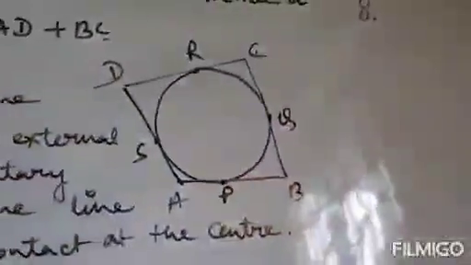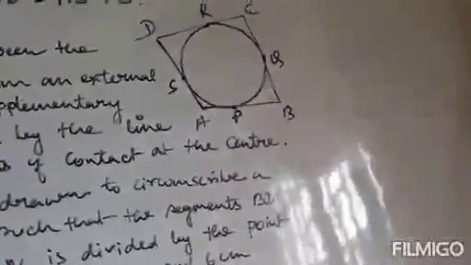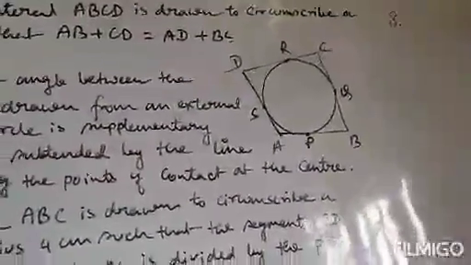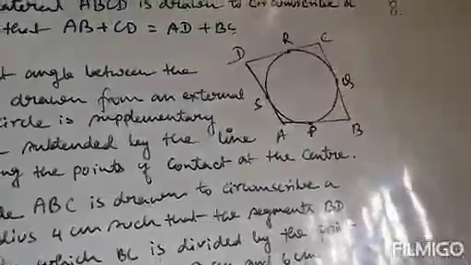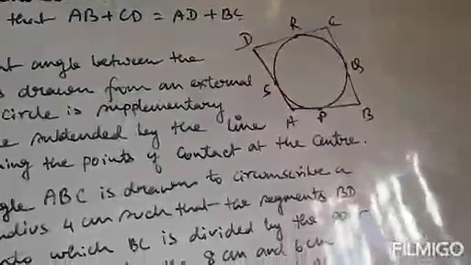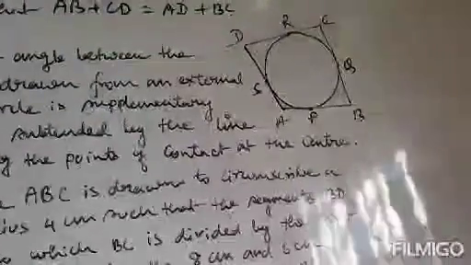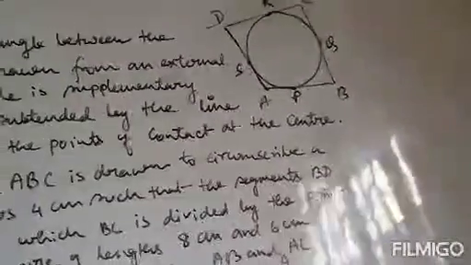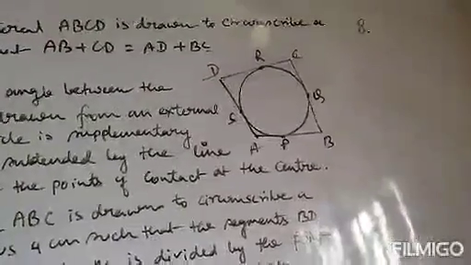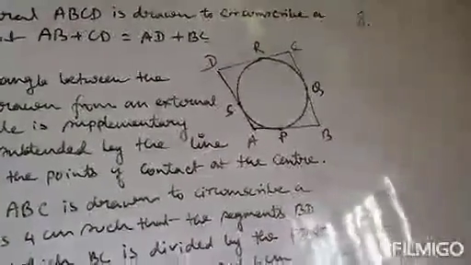Now there is a theorem we have discussed in the previous lectures, that the tangents drawn from an external point of the circle will be equal. The length of tangents drawn from an external point of the circle will be equal. That is the theorem, and we will solve this question with the help of that theorem.